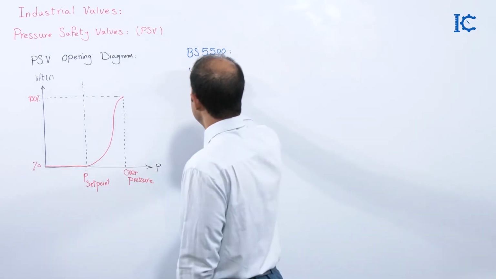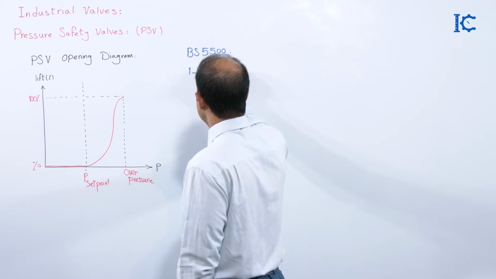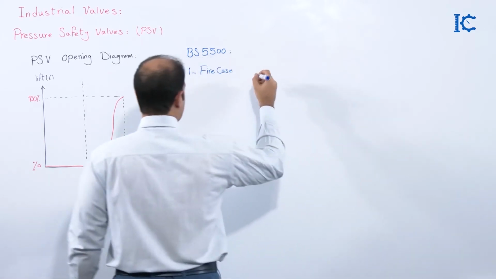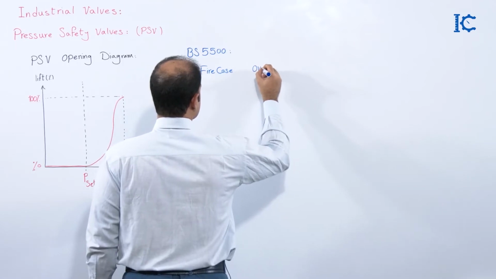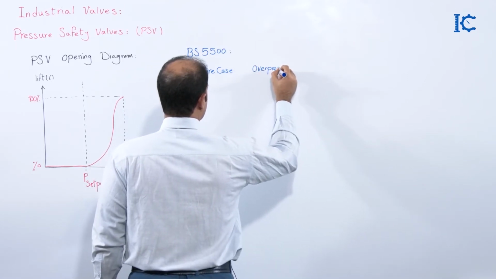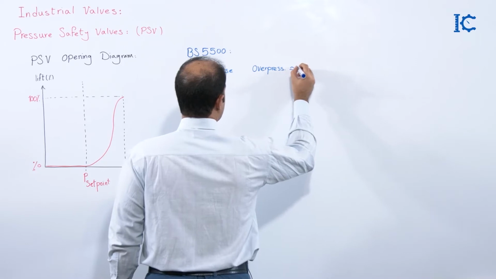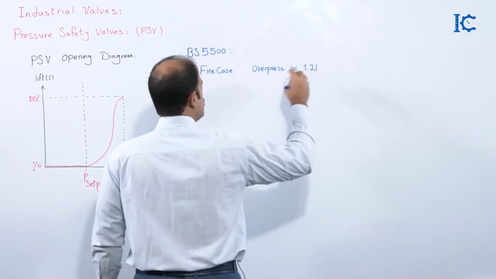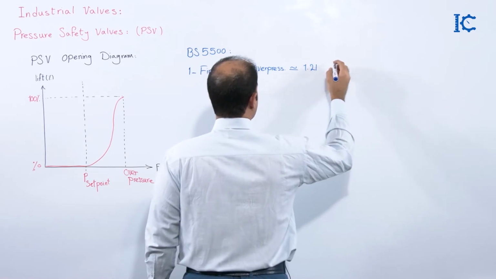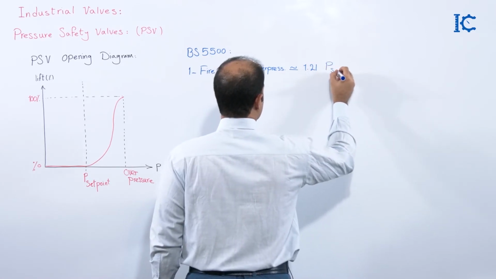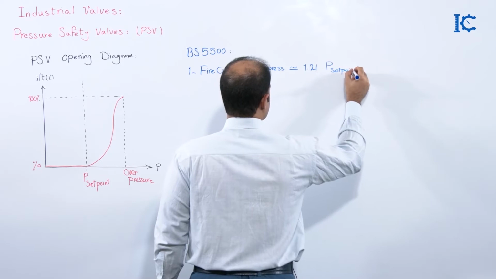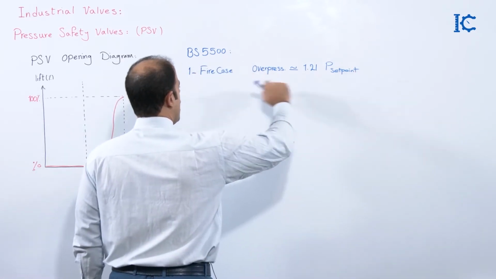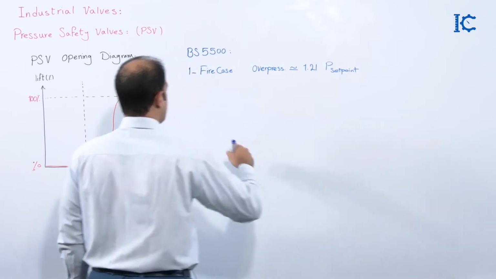So number 1, for the case of fire, overpressure is going to be approximately 1.21 times the pressure set point. As you can see, you need to add 21% on set point to reach the overpressure.